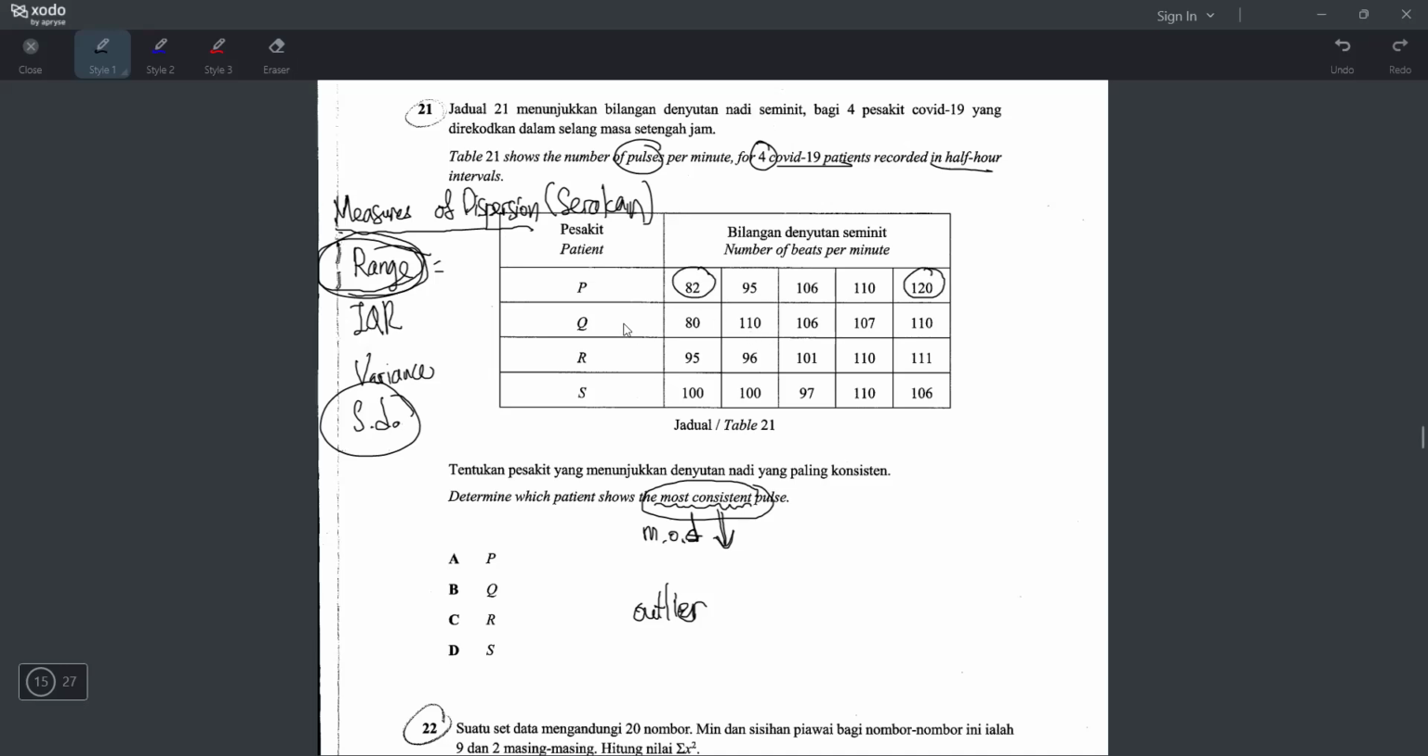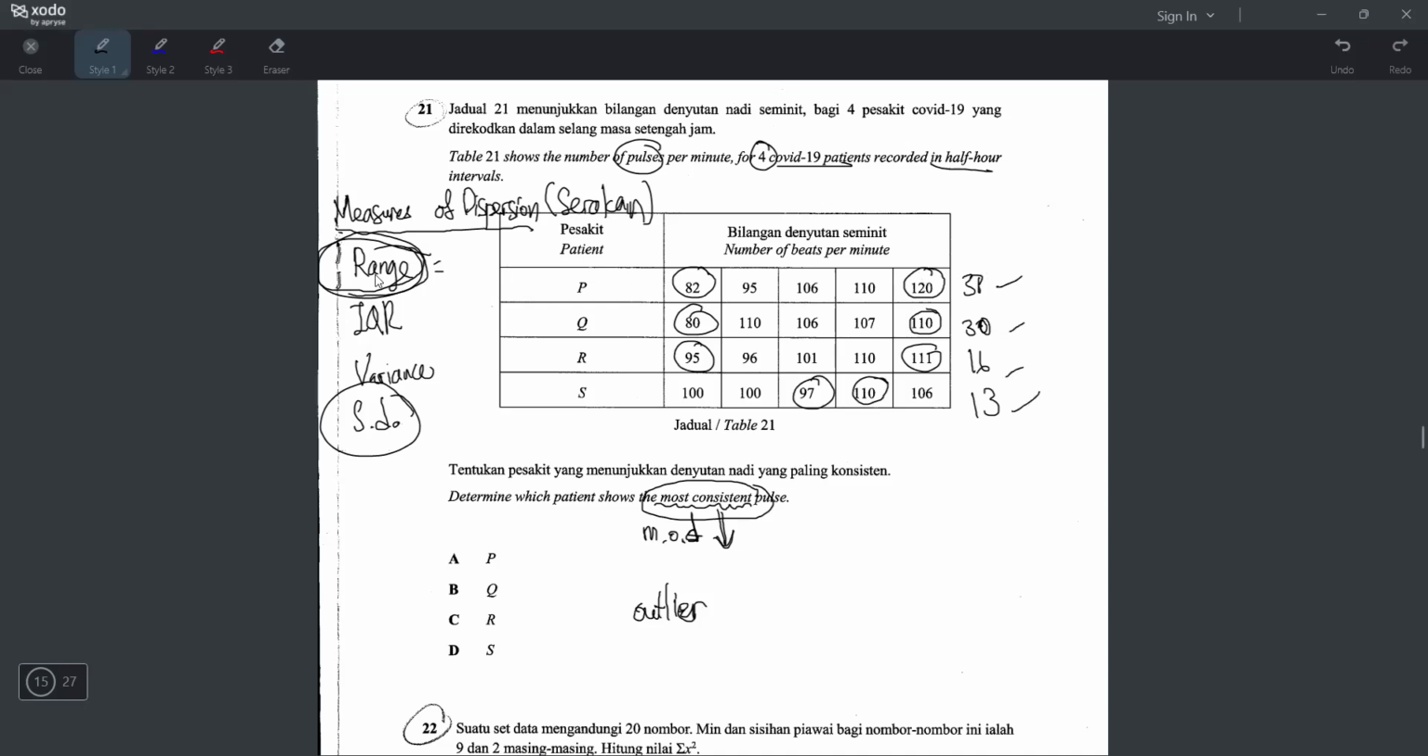Let's write it out for everyone. So what's the range? Highest value 110, lowest is 80. And then what about this? Highest 111, lowest 95. This one highest 110, lowest is 97. And now let's get the range. Okay, 120 minus 82, 38. And then this one is 30 when you minus, and then this one is 16, this one is 13. How I get all these numbers is I just take the maximum value minus minimum value because I want to get the range, right?